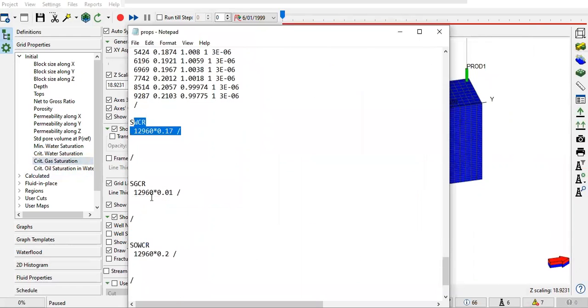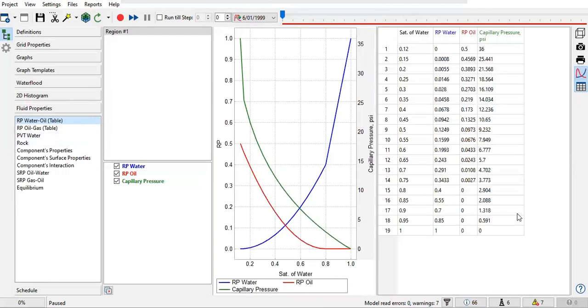We set that using this keyword. So all the 12,960 grids will have this critical gas saturation and critical water saturation and critical oil saturation. So this critical value will be used. And maybe we can compare that with what we have in the table.